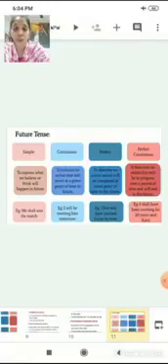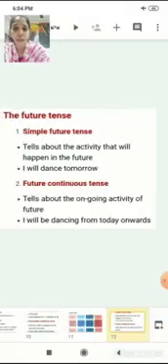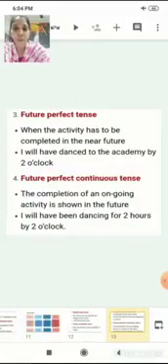So with this, students, we come to an end to the explanation part of tenses. We have learned about all three types, and in short, let me tell you about this future tense. Simple future tense tells us about the activity that will happen in the future. Future continuous tense tells about the ongoing activity of the future. Future perfect tense tells when the activity has to be completed in the near future, and the completion of an ongoing activity is shown in the future under future perfect continuous tense.